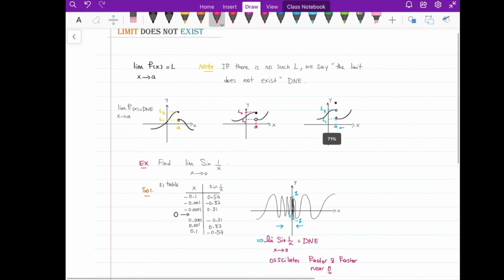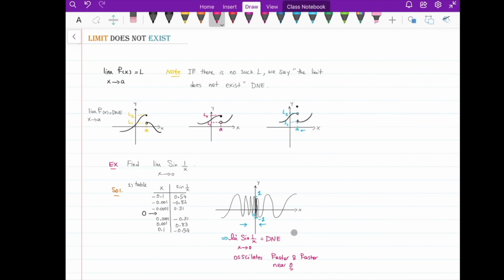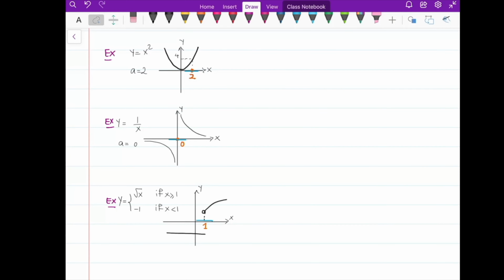So these are types of functions that don't have a limit: functions that have a jump, and this function that is oscillating. Okay, so now let's look at these 3 graphs. On the first one, that is x squared, the parabola at the point 2, as you see, if you're approaching the point 2, the value of the function is getting closer and closer to 4. That's why the limit of this function as x approaches 2 actually exists, and it's equal to 4.